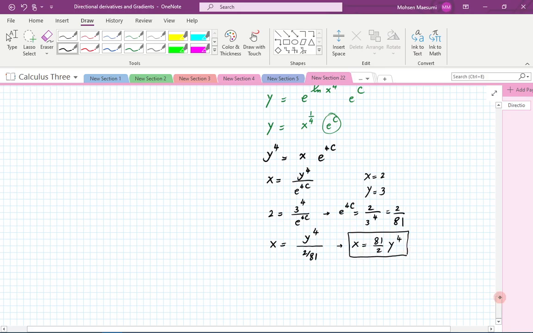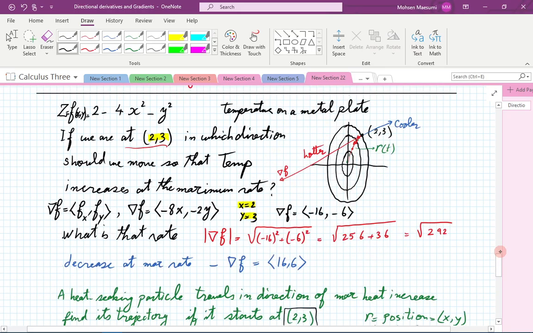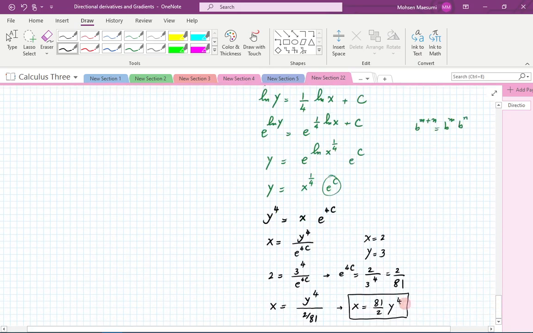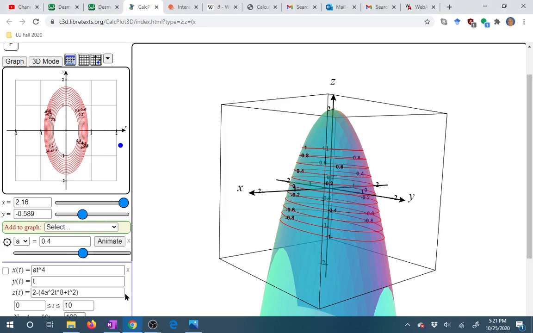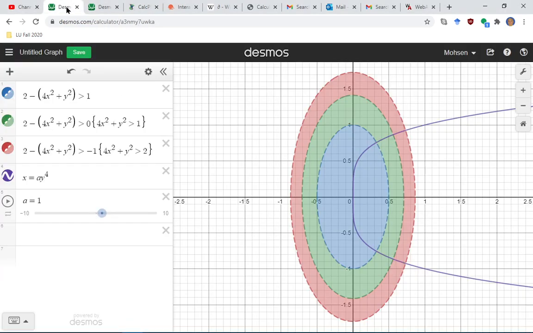So what does all of this mean? It means the particle that starts here is going to travel on this curve, and that curve has this equation, that x is proportional to y to the power of 4. That is what I showed you on this picture. Let's look at this one more time. This blue curve is an example of the trajectory of a heat-seeking particle. It's going to travel on this.